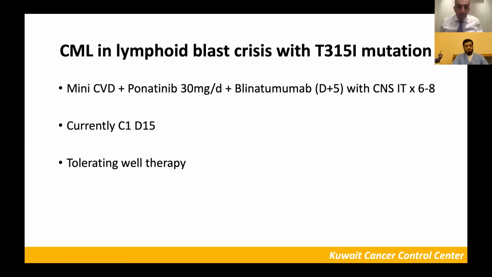No, and I agree completely with the management. I think you don't want to use adriamycin, obviously, because of the cardiac issue. So I think mini CVD with Blinatumomab, and if you combine with Ponatinib, which I've done, I think that's wonderful. You could also say that Ponatinib by itself could also work for these patients, but we just don't know the data for CML lymphoid blast crisis yet. So I think we would have managed very similarly to what you did here if this patient was at MD Anderson.